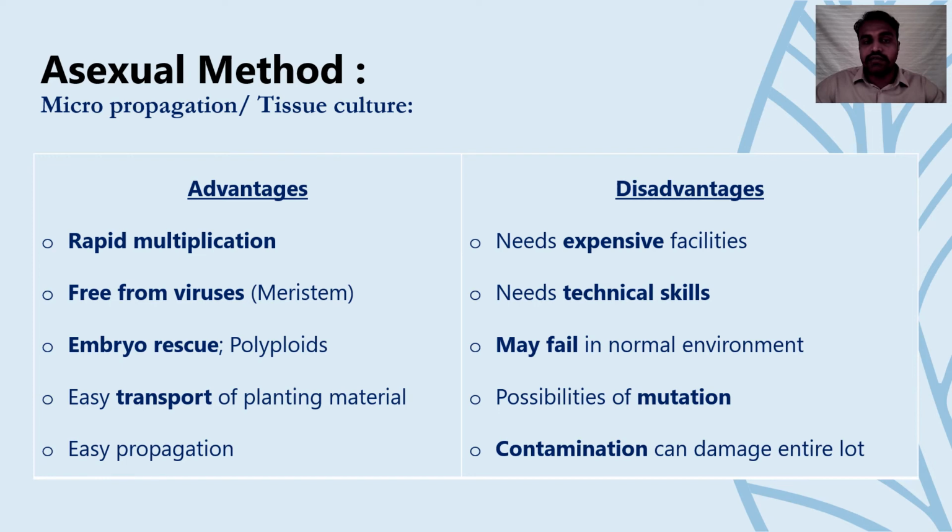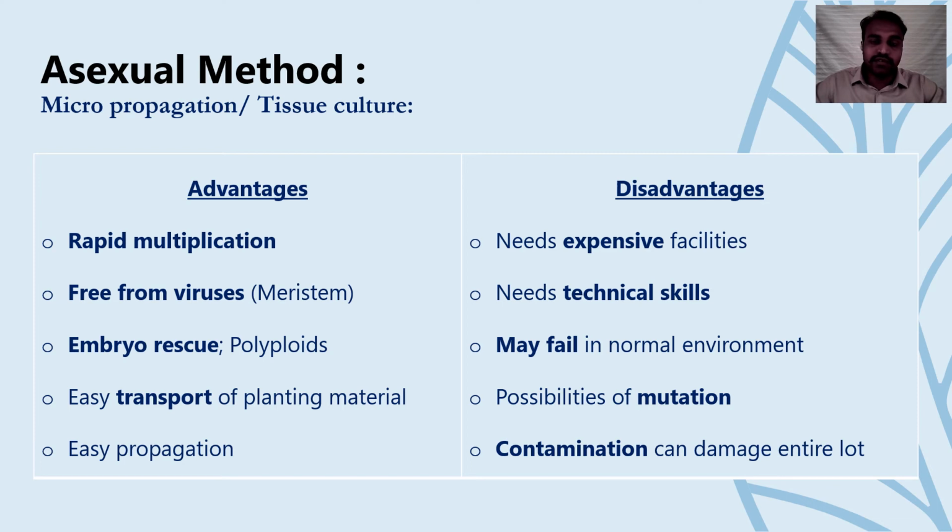And if there is any tissue which is not germinating, or some condition where it is not able to reproduce by seed, you can rescue that embryo, produce it in lab conditions, and multiply that plant or plantlet. And as the propagules are small in size, they are easy to transport, and it's a relatively easy method of propagation or multiplication. And there are disadvantages too.